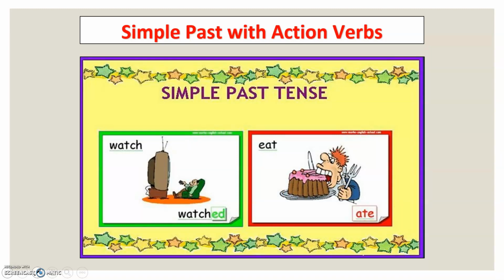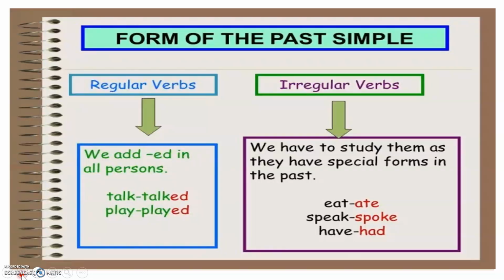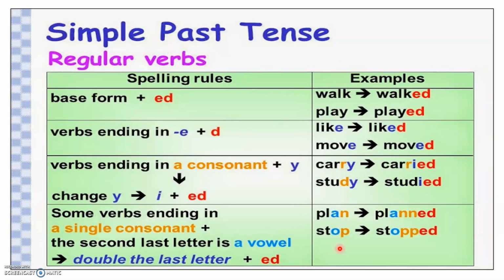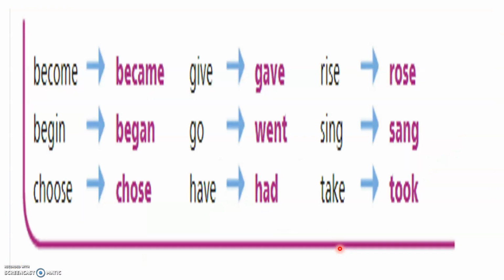Like, for example, some of these verbs, like eat, ate, speak, spoke, have, had, sing, sang, run, ran, write, wrote, teach, taught, buy, bought, bring, brought, begin, began. So different verbs, and as I have told you, you need to memorize these verbs in order to master them and use them in different sentences.